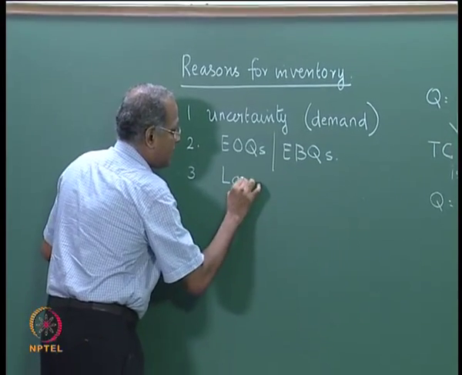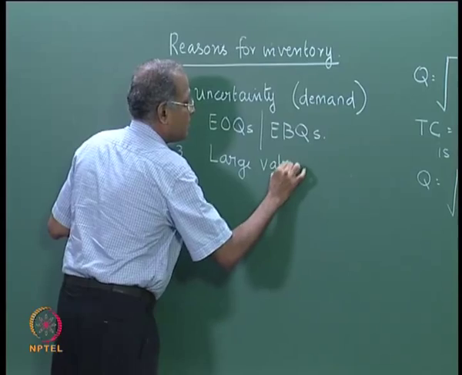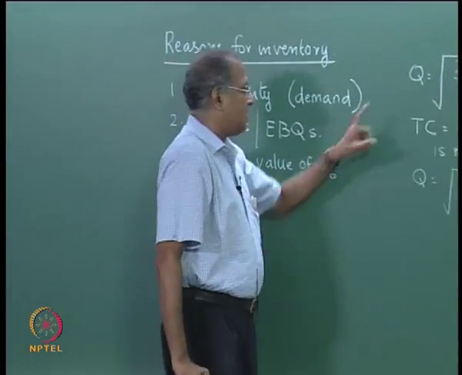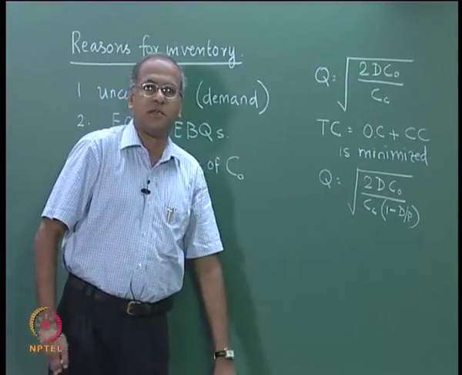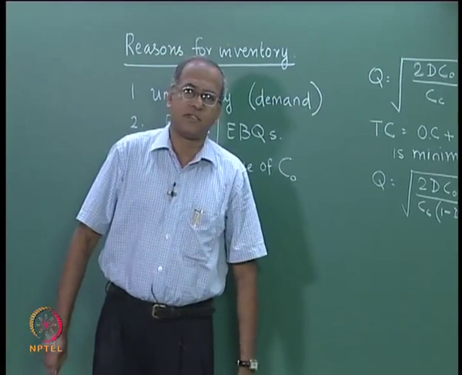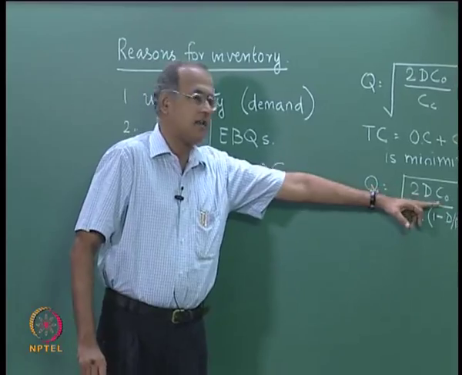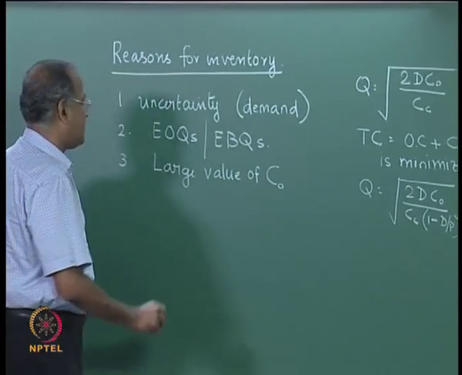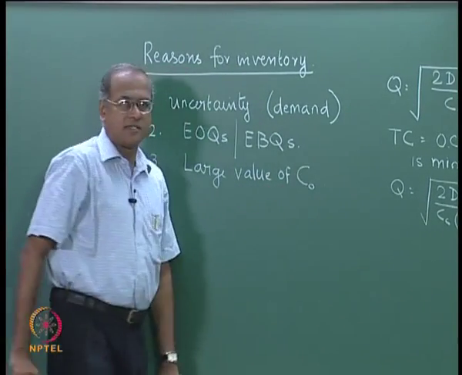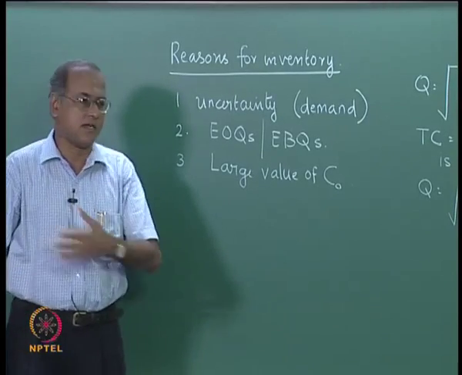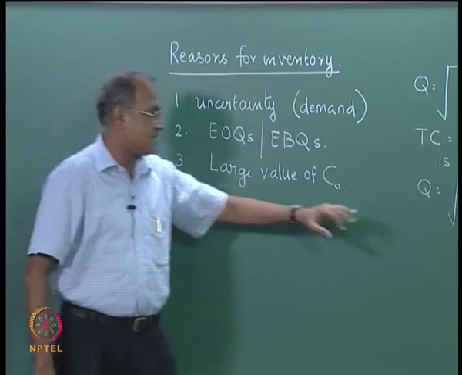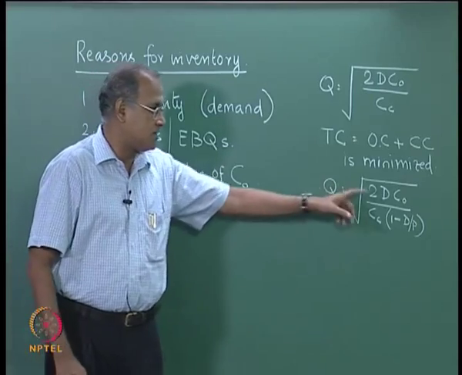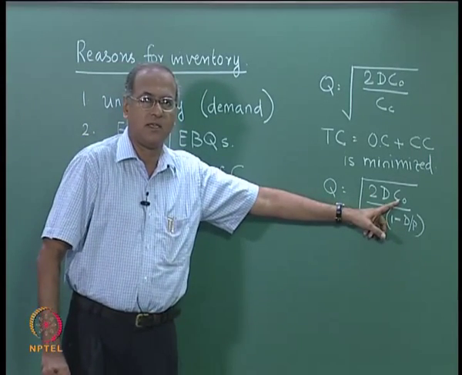Third is large value of C naught. Here the term C naught in the economic order quantity formula, when items are purchased, represents the order cost, and in the batch quantity formula, when items are produced, C naught represents the setup cost. Both C naught as ordering cost and C naught as setup cost were very high. C naught as setup cost was very high because the time taken to do setups and changeovers was very high, therefore C naught was very high here.